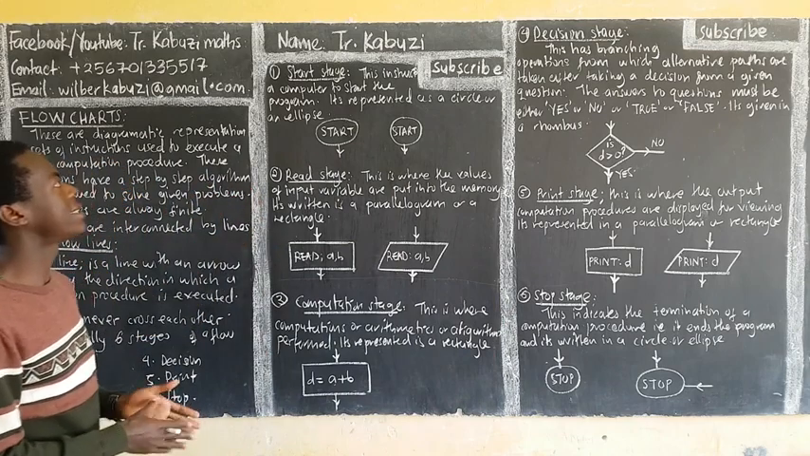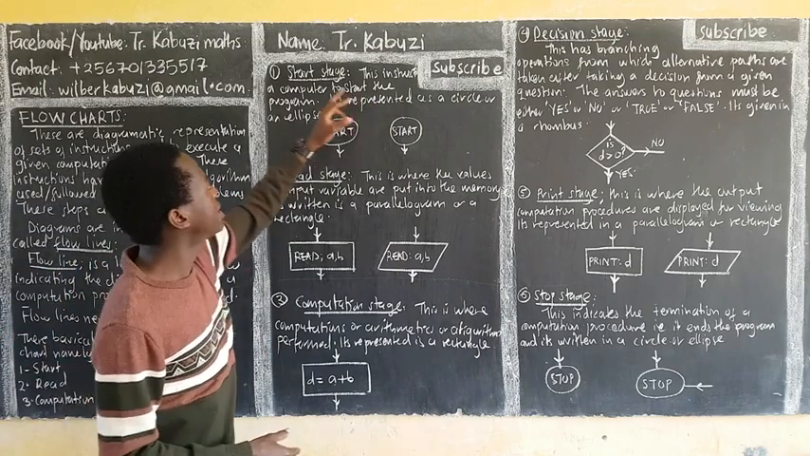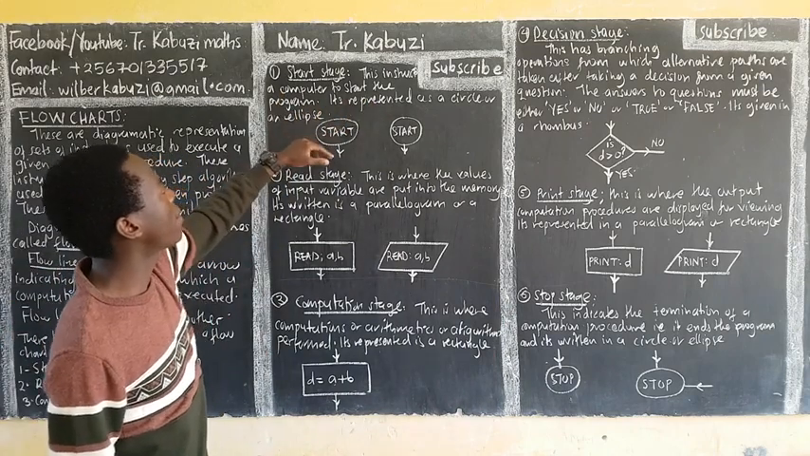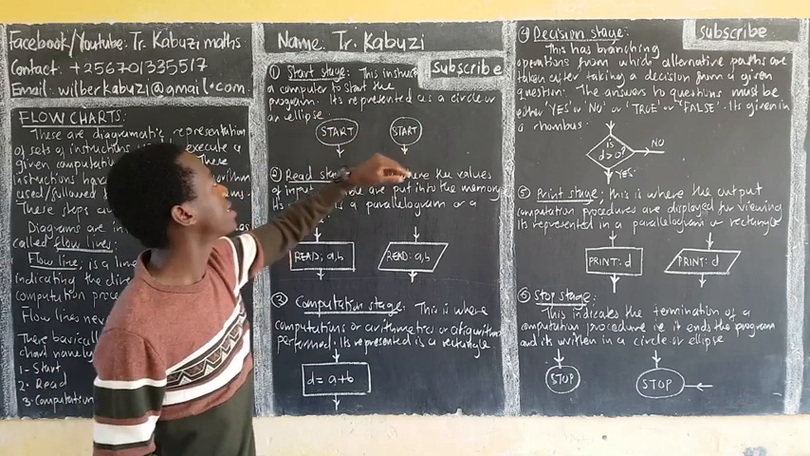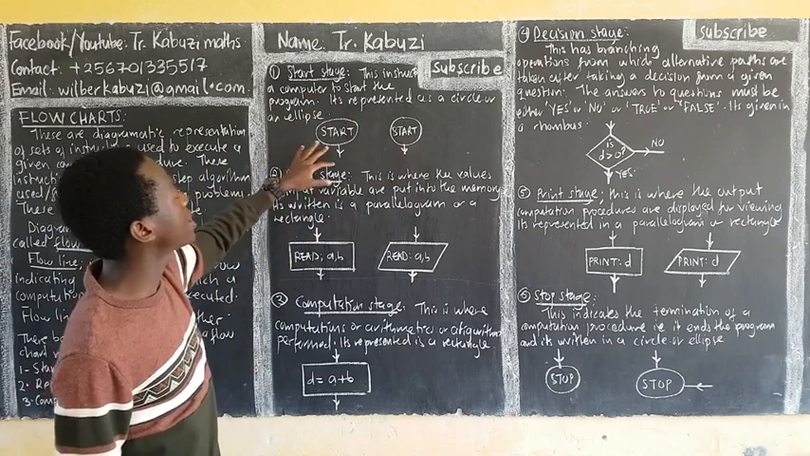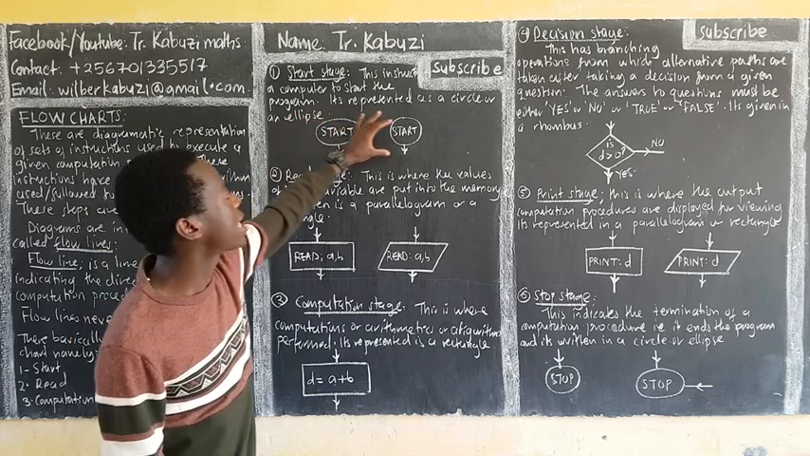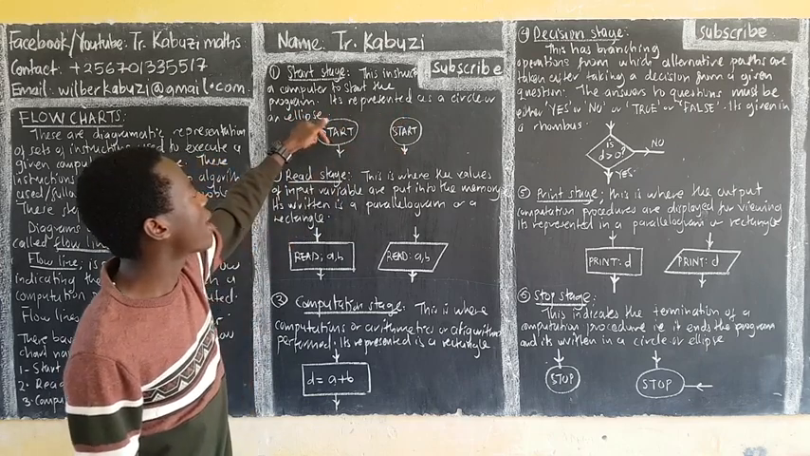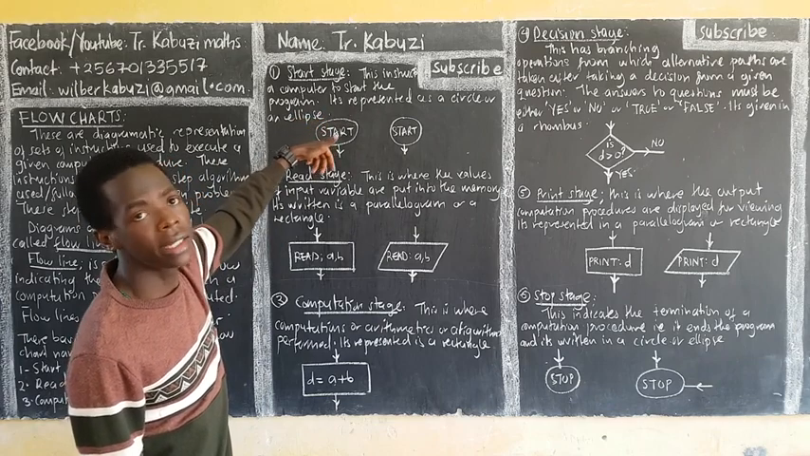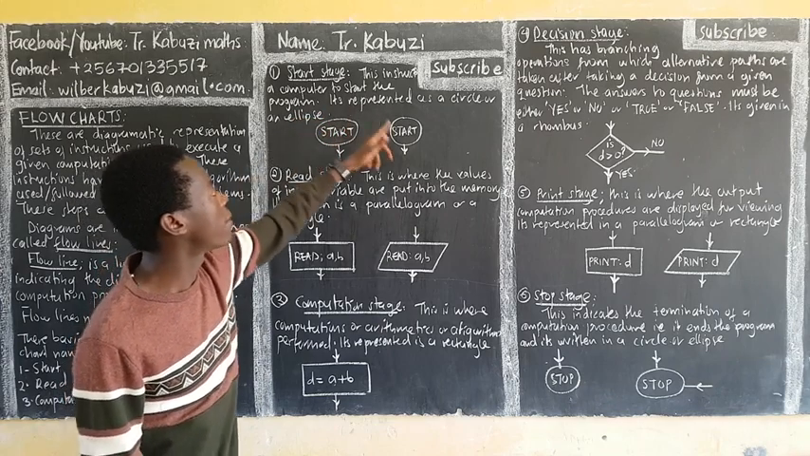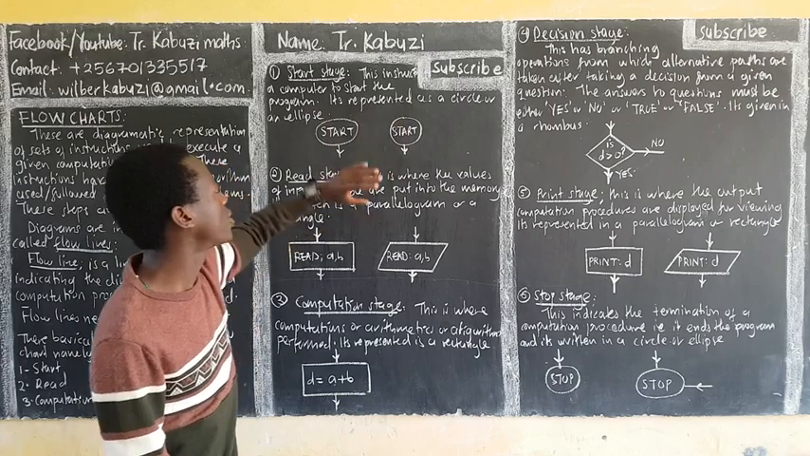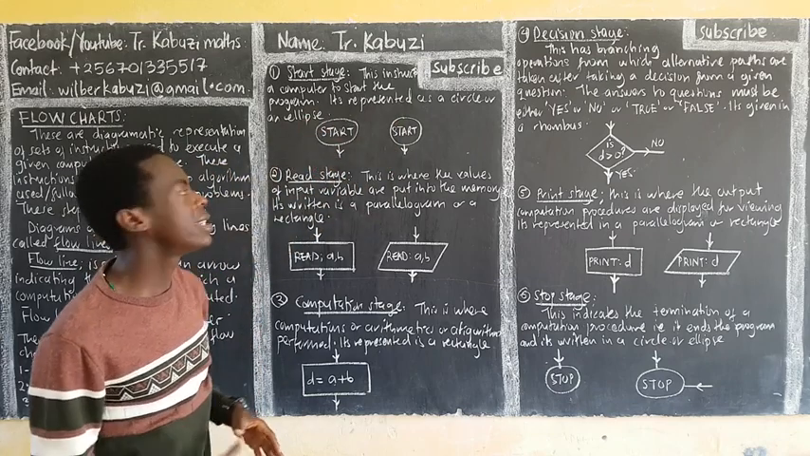Let us go to the start stage. This instructs a computer to start the program. It's represented as a circle or an ellipse. So this is the first stage. Whenever you see this at the start, arrows are just coming from it, either this or this. Arrows are coming from it, and this is what we call the start stage.